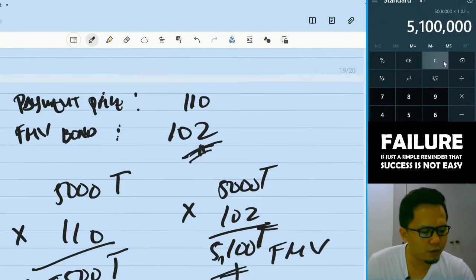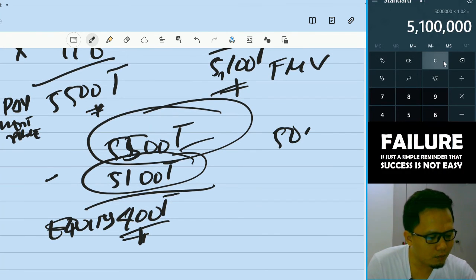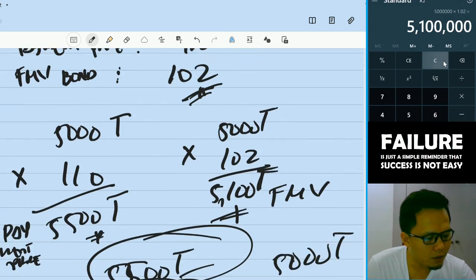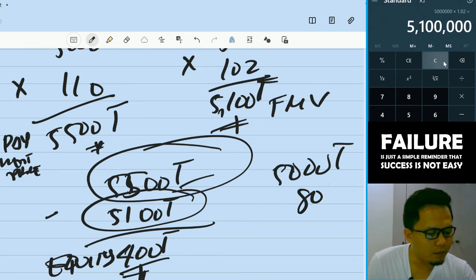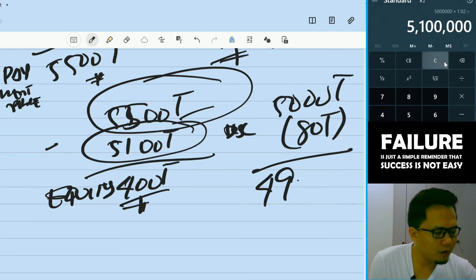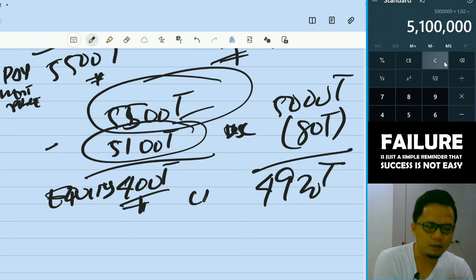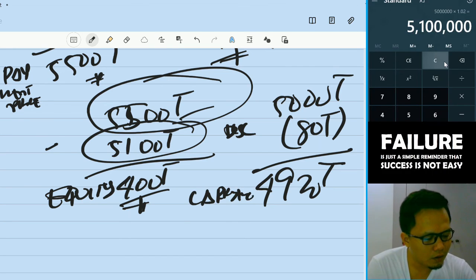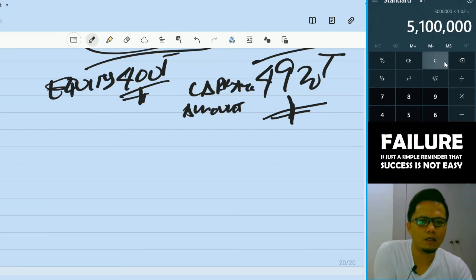So to compute that, let us compute the carrying amount, which is computed as face amount na 5 million, di ba? Yung face amount natin is 5 million. Less the balance of the discount, which is 80,000. Yeah, discount on bonds payable. We have 4,920,000. This is your carrying amount. Okay?